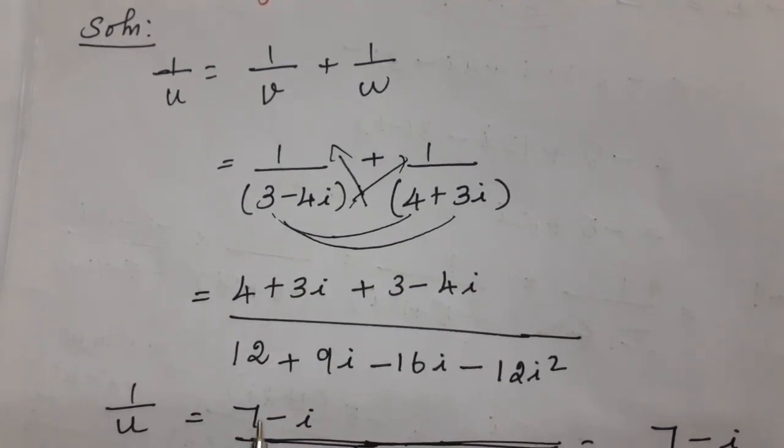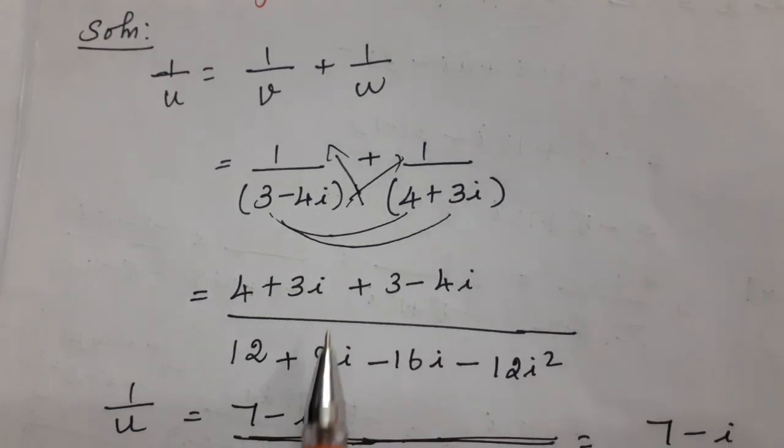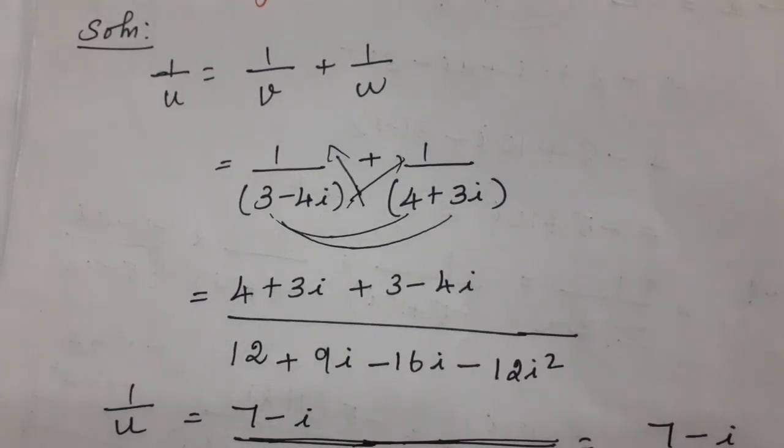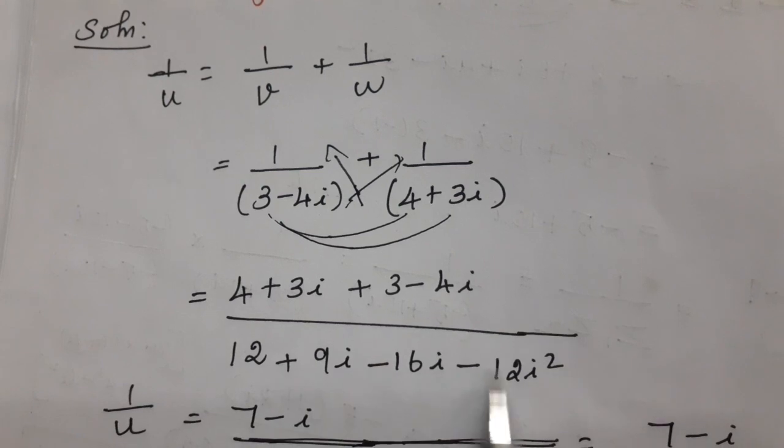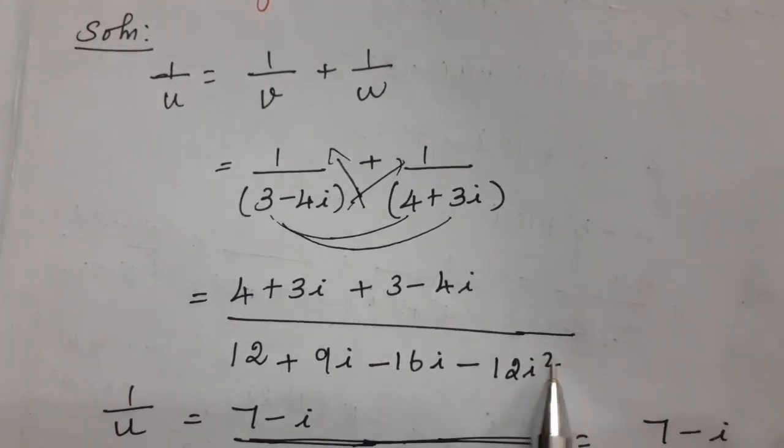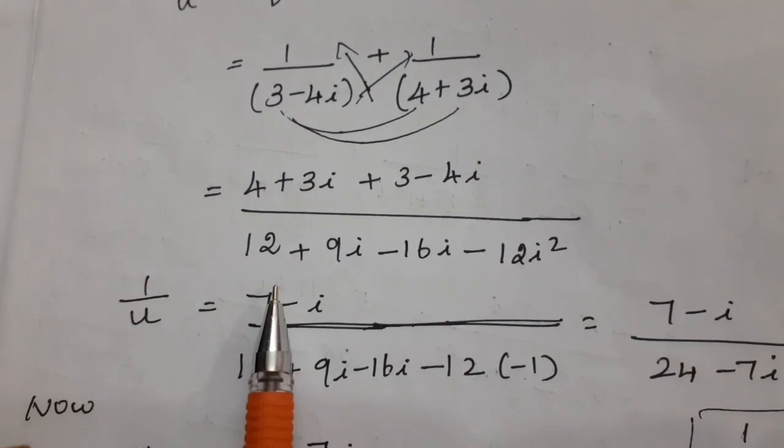So now 1 by u equal to 4 plus 3, which is 7. 3i minus 4i is minus i. Divided by, so this is 12 i square. i square is minus 1. Minus into minus becomes plus. So it is a very easy calculation for you.